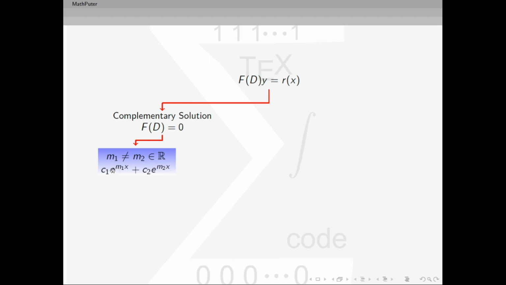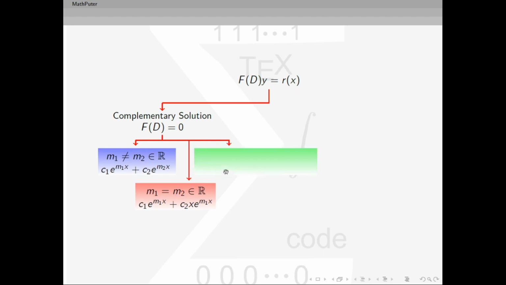We are mostly interested in these two functions, e raised to m1x and e raised to m2x. Suppose m1 is equal to m2, then the solution is c1 e raised to m1x plus c2 x e raised to m1x. If I don't write x here, then the functions are e raised to m1x and e raised to m1x. The functions are the same. They are linearly dependent. We are interested in linearly independent functions. That's why we multiply by x in the case when the roots are equal.